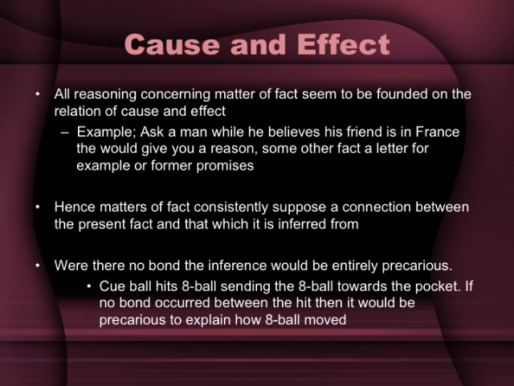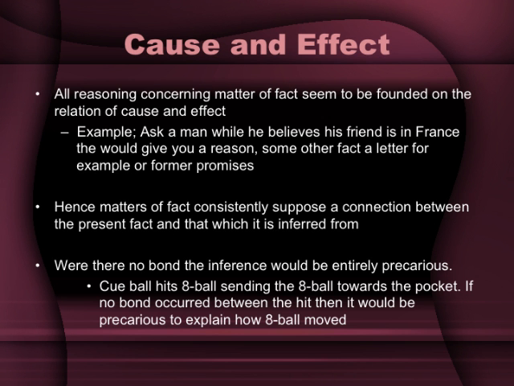Cause and effect. This is the second time that Hume has mentioned cause and effect. The first was one of the three associations of ideas, where he talked about how one idea, under the guidance of cause and effect, can turn into another idea. But here, he realizes something. All reasoning concerning matters of fact seems to be founded on the relation of cause and effect. Now, he's not talking about the relation of ideas. No, he's talking about matters of fact. And Hume gives us an example.